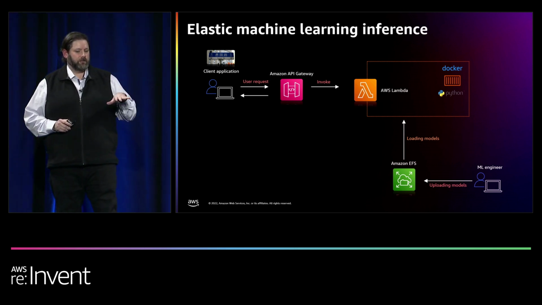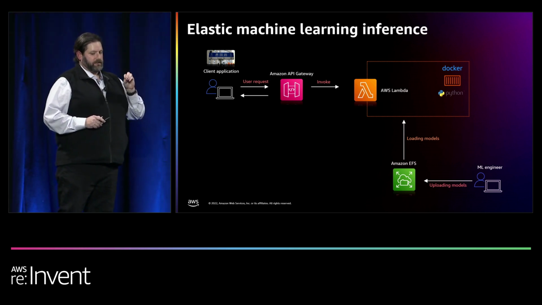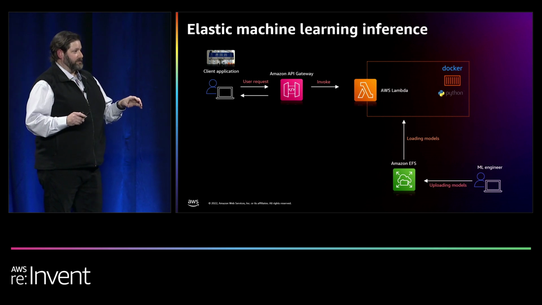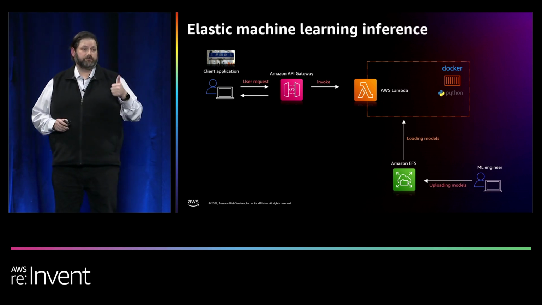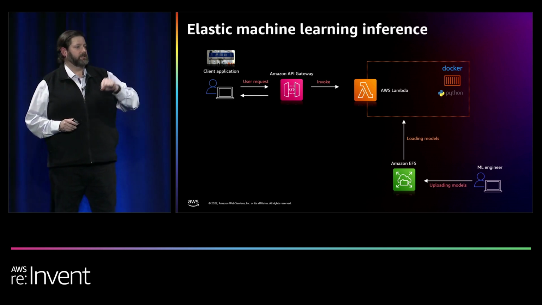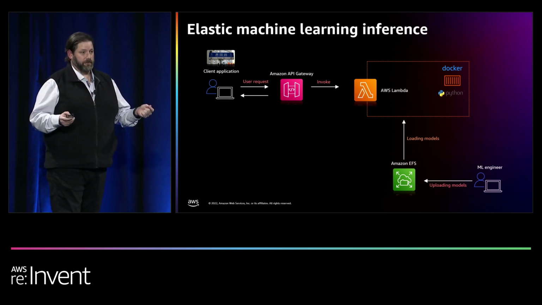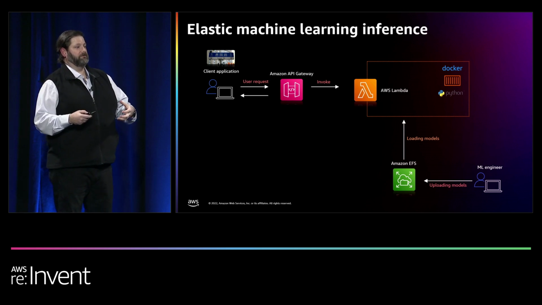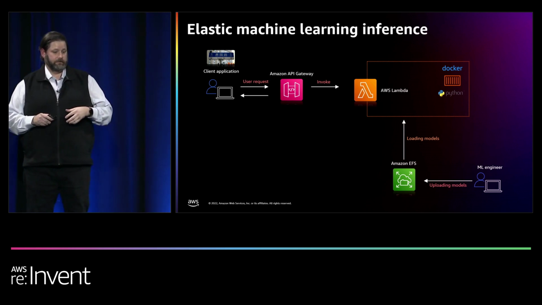EFS and Lambda are obviously pretty attractive for these inference use cases because they're completely elastic. Not only can I use models as big as I want to, but unless I'm running a prediction, unless I'm running the model against a user input, I'm not paying for it. The only time I'm going to be paying for it is when I'm actually using it.